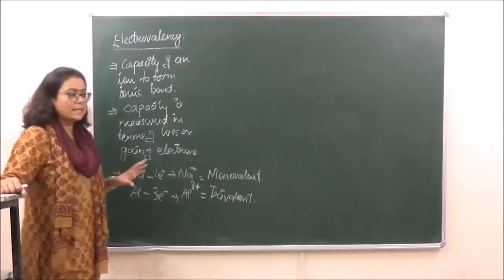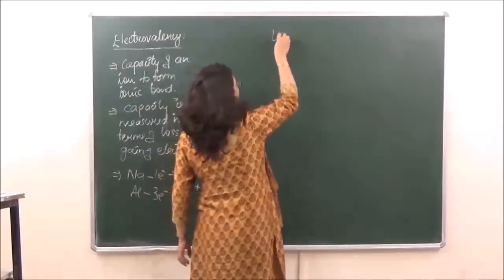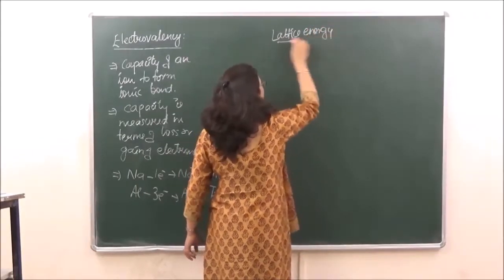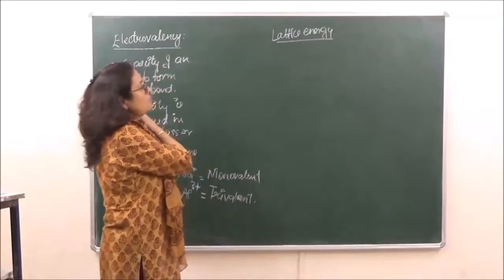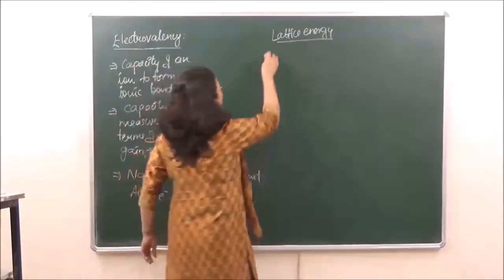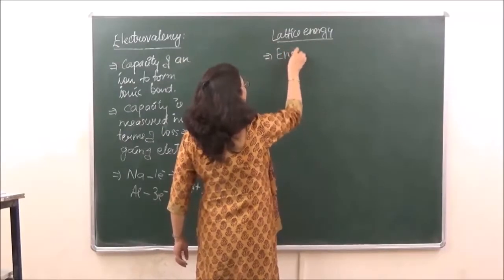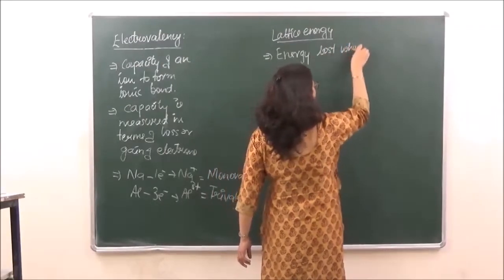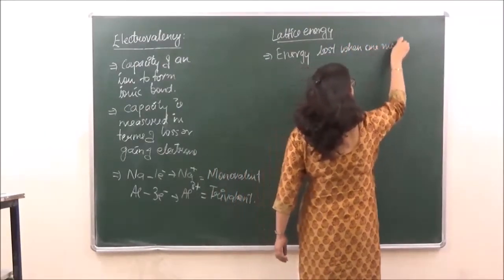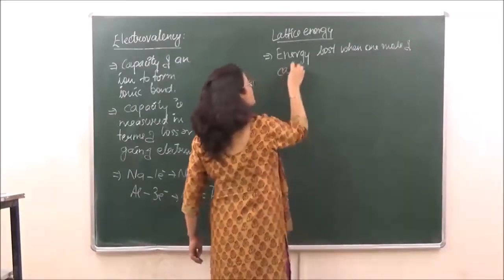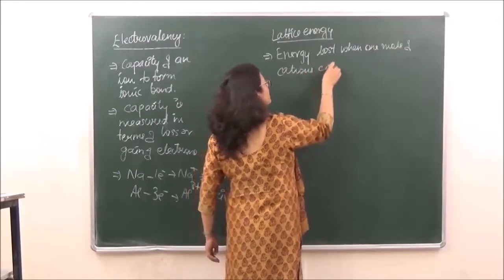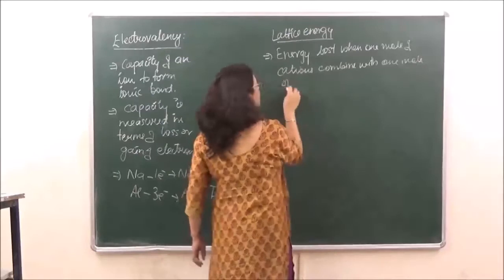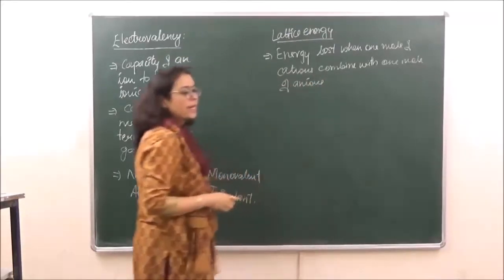When we were talking of electrovalent compounds, we spoke of one term which was known as the lattice energy. So let's do lattice energy in detail. How did we define lattice energy? We said that lattice energy is the energy required or energy lost when 1 mole of cations combines with 1 mole of anions to form a crystal lattice.